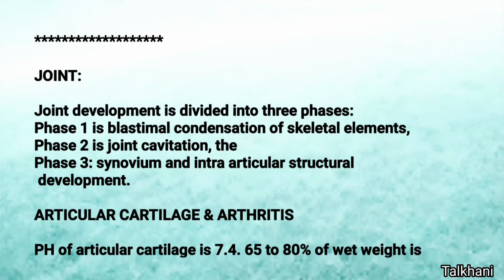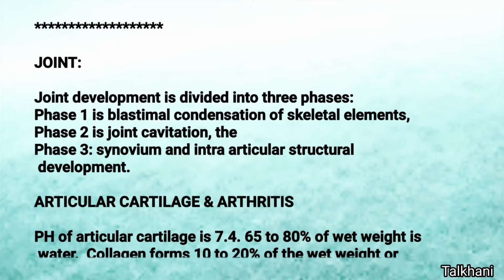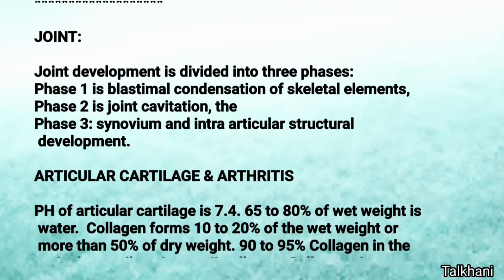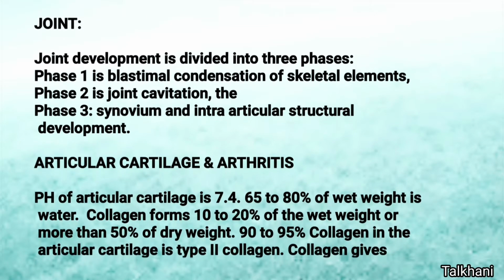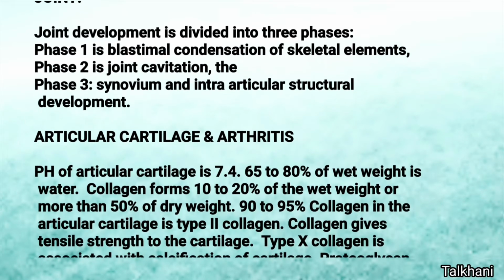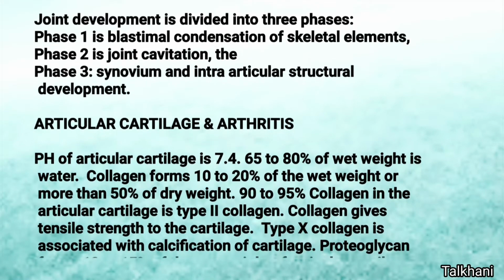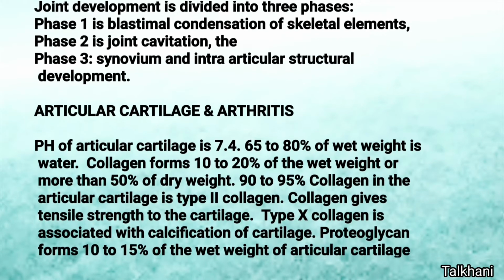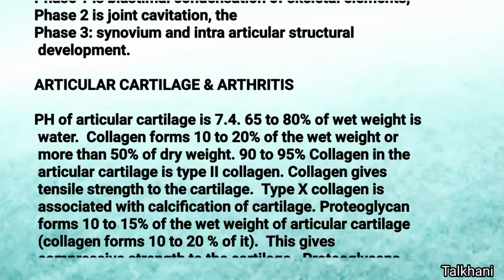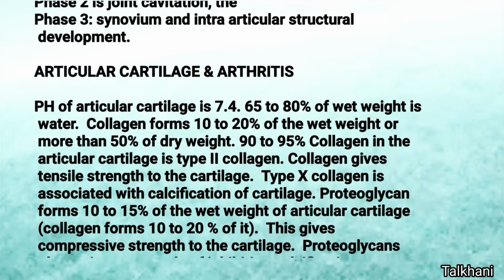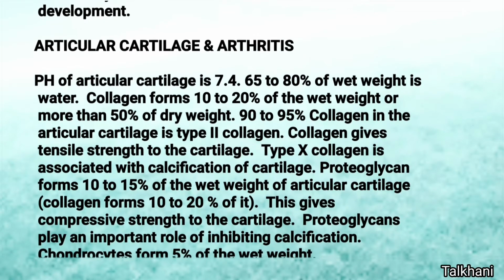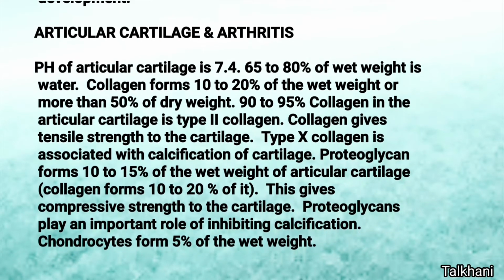90 to 95% of collagen in the articular cartilage is type 2 collagen. Collagen gives tensile strength to the cartilage, and type 10 collagen is associated with calcification of cartilage. Proteoglycans form 10 to 15% of the wet weight of the articular cartilage. This gives compressive strength to the cartilage. Proteoglycans also play an important role in inhibiting calcification. Chondrocytes form 5% of the wet weight of the cartilage.